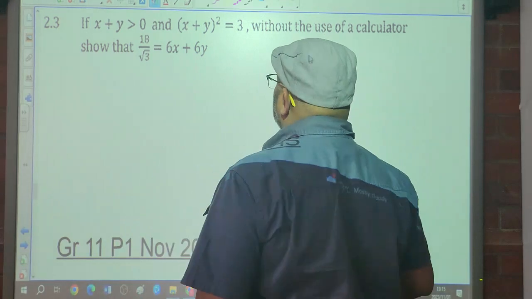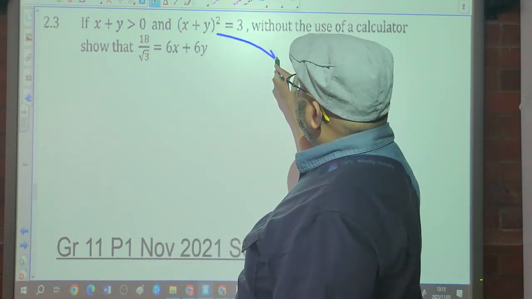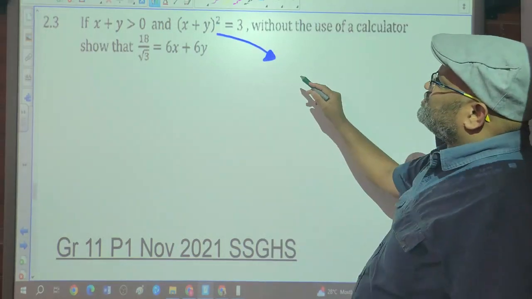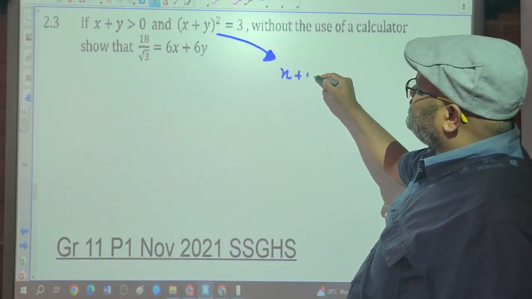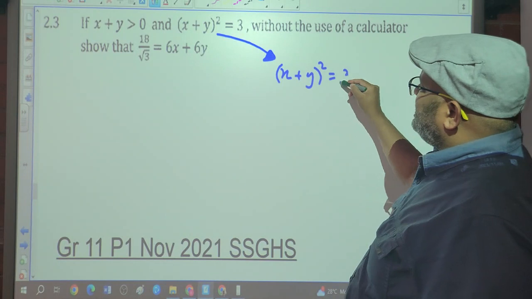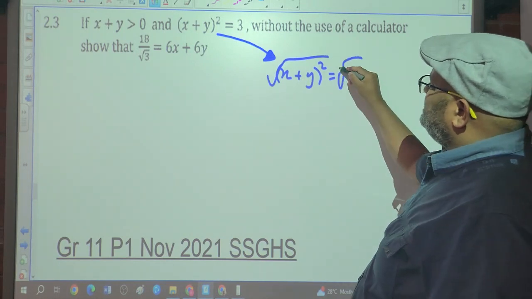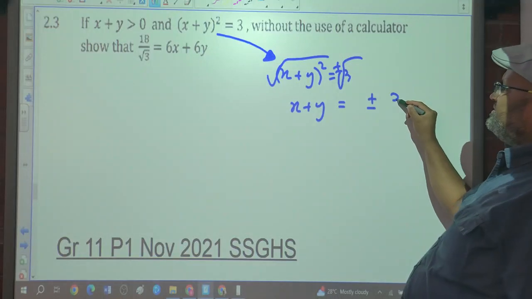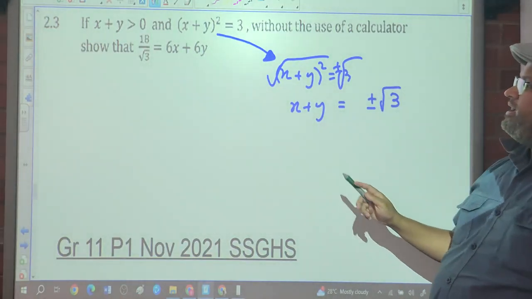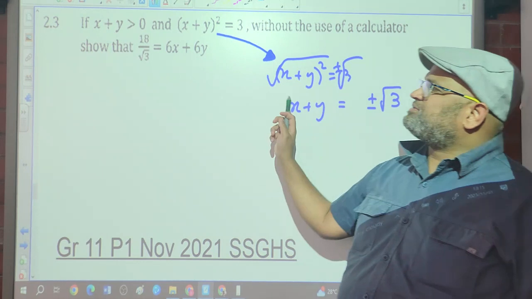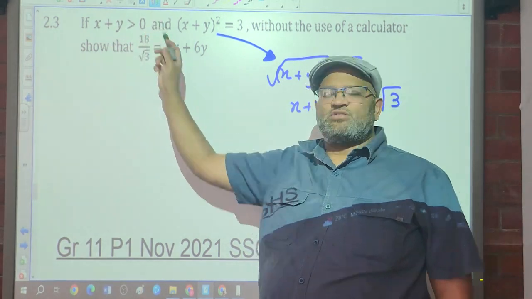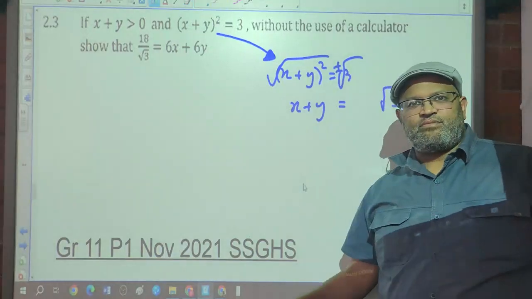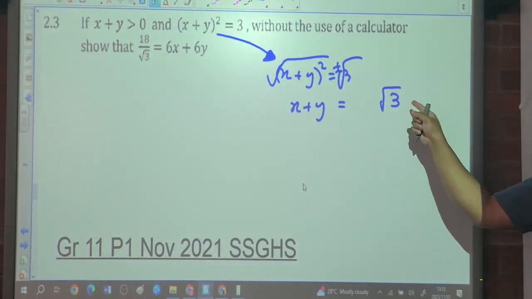So firstly, what you should note is that, taking that into account, you've got x plus y squared equals 3. If I introduce a square root, what must I not forget? Plus minus. So x plus y is equal to plus or minus the root of 3. However, we know that x plus y is positive. So it's the positive, not the negative one. Okay, so x plus y is root 3.